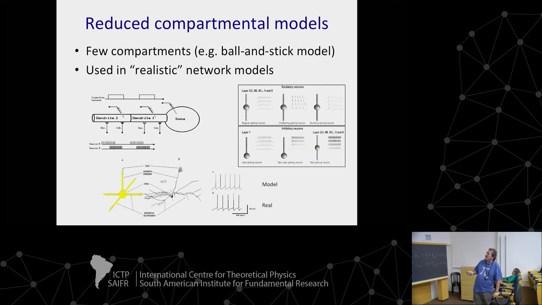This is a model from one of my students many years ago when he modeled, I guess, some cell from the olfactory system. And the response is, you see, usually when you want to fit the parameters, you want to measure the voltage response of a given measurement and the voltage response of your model. And if the fitting is good, you say you have a good model.